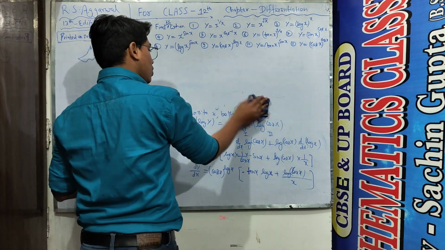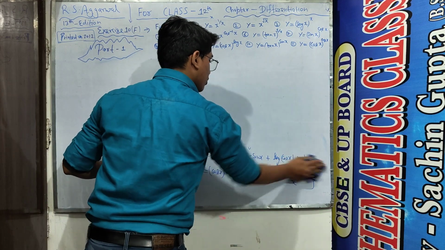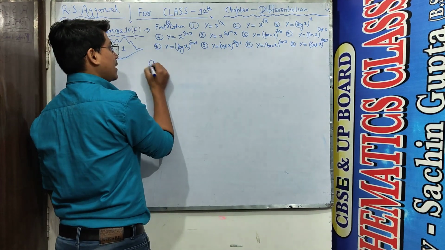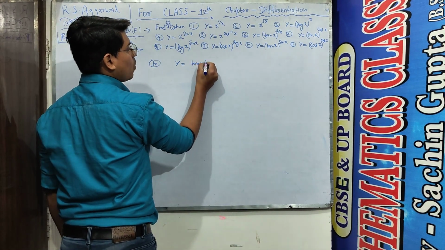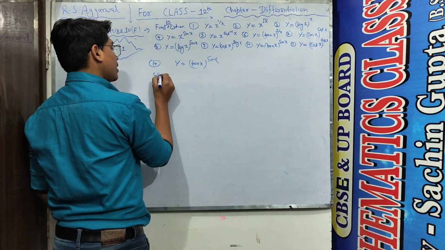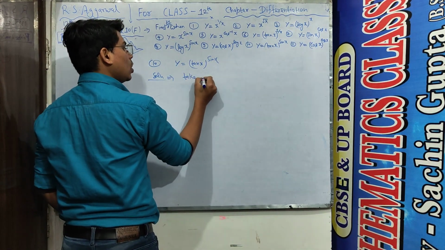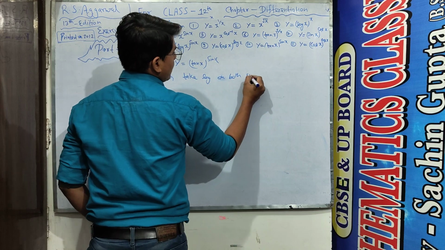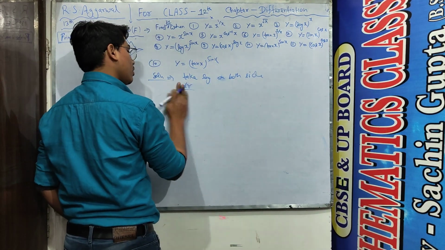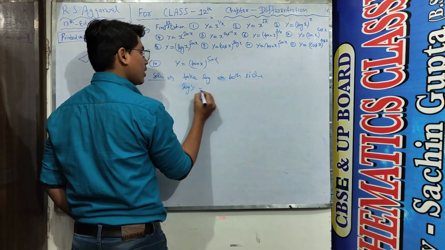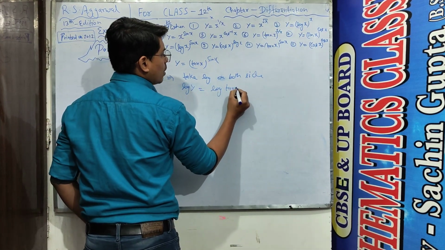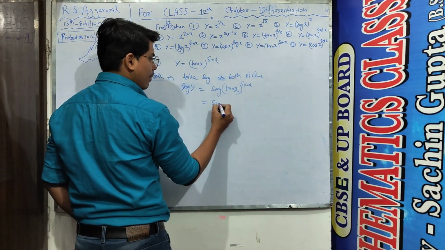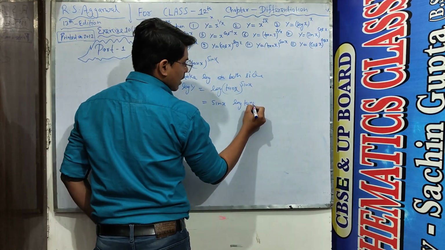Now we go to the solution of question number 10. Question number 10 is given to us: y equals tan x whole power sin x. We write the solution and take log on both sides. So log of y is equal to log of tan x whole power sin x, and this sin x comes before the log tan x.